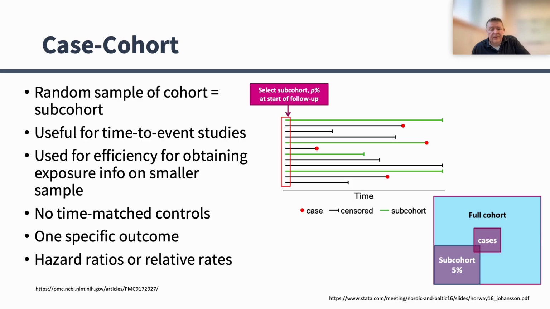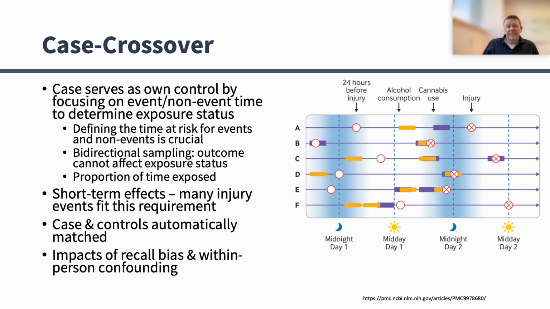So this is also efficient for getting exposure information on a smaller sample. We don't need time-matched controls for this one. We can use the full sample rather than looking for people who were part of the cohort at the same time as the original case, so it doesn't matter when they entered or left. We're looking at their overall time. But we need a specific outcome for this, and hopefully we get a large enough subsample that includes enough cases to look at this relationship.